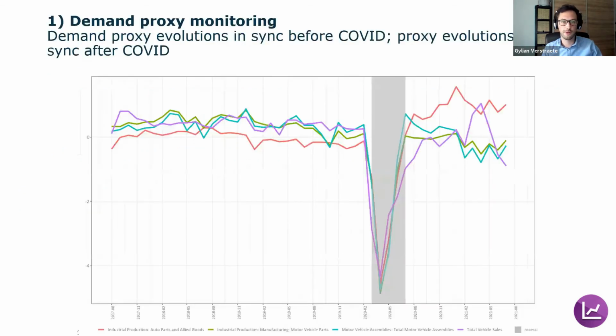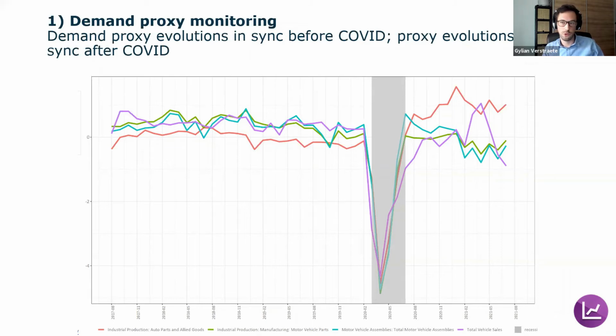So if you go to our first dashboard, then you can see many lines. And all those lines are pretty much in sync before the gray zone. The gray zone is the recession or the impact of COVID on the demand and the production behavior. Basically, what you see is that vehicle sales, vehicle assemblies, and the production of vehicle parts have been in sync before.